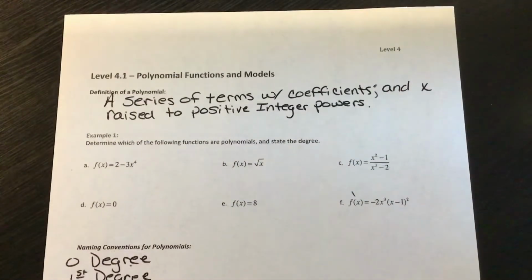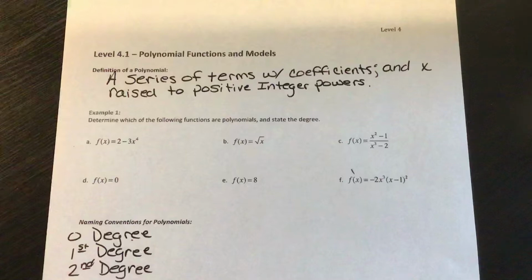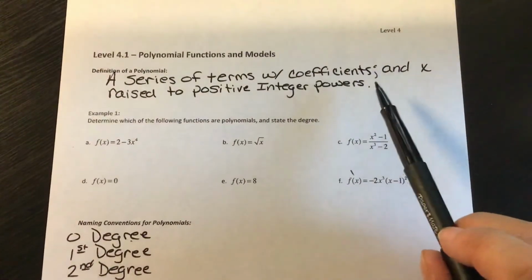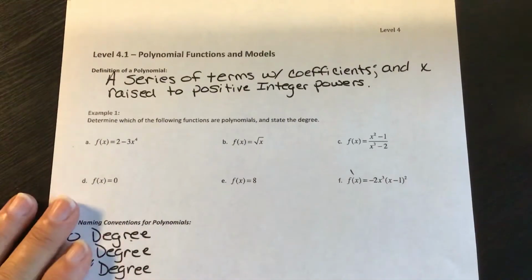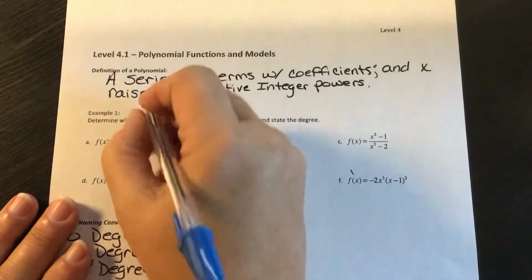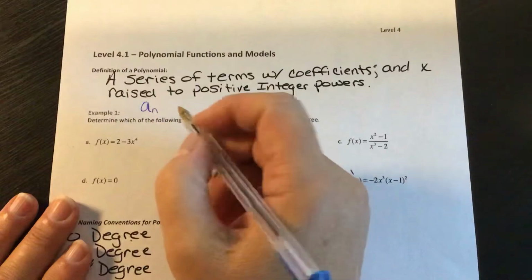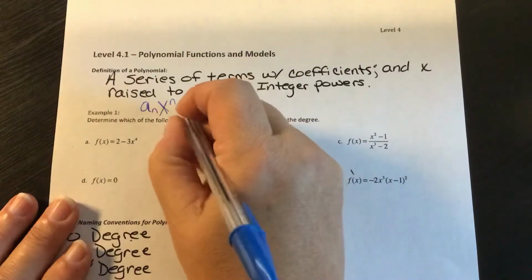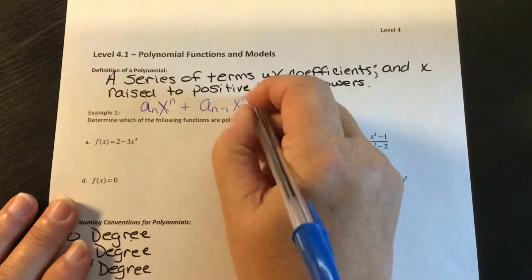So starting off with polynomial functions, and I'm sorry, this is going to be a long section. A polynomial function is a series of terms with coefficients, and x is raised to positive integer powers. In higher level math classes, we could start off with a coefficient, a sub n. This is our first coefficient, times x to a power n, plus a sub n minus 1. So this is our next coefficient and our next power.